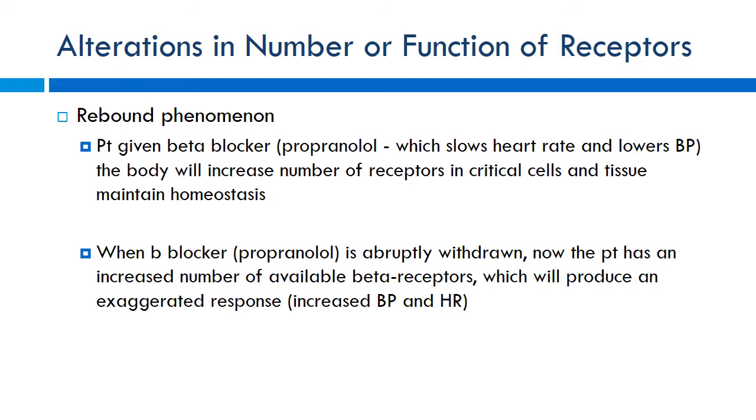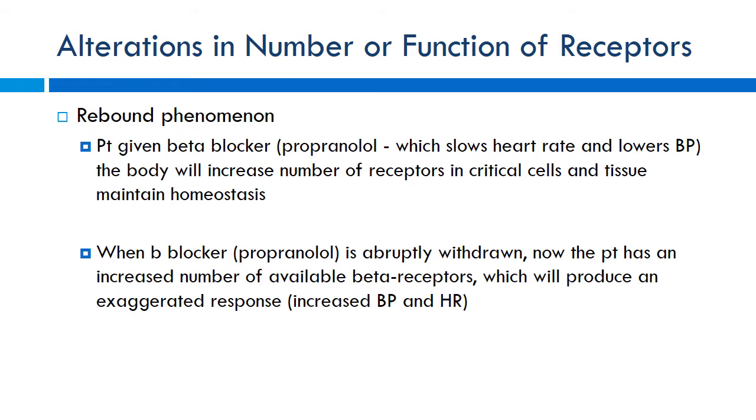So their blood pressure may actually come up higher than what their baseline would have been previously. A good example of this would be the beta blocker propranolol. We said beta blockers work to lower blood pressure. They lower heart rate by blocking those beta adrenergic receptors on those tissues. So normally when you give propranolol, you should see drops in blood pressure and heart rate. Okay, that makes sense.